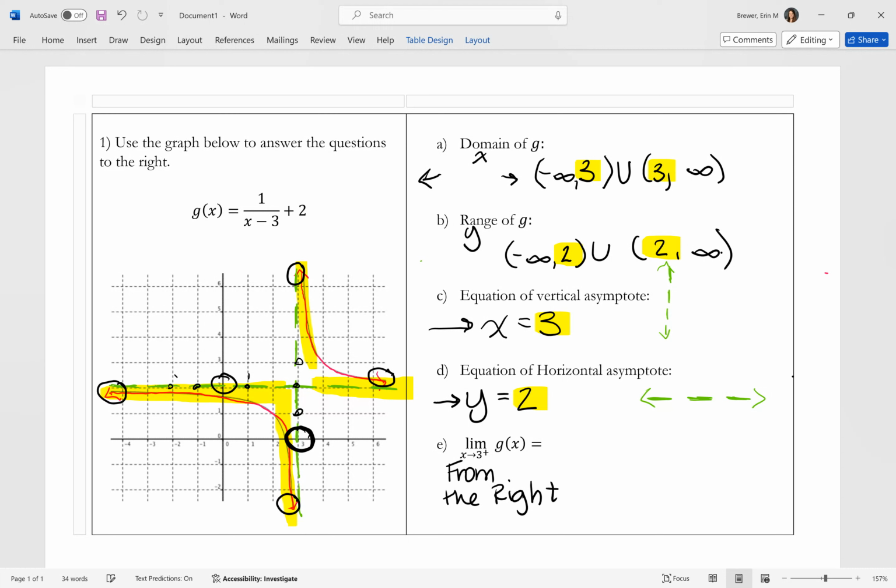So I'm going to get another color highlighter. If my eyes start on the right side of this graph and travel to that asymptote at 3, my eyes end up going up forever, saying that my function is approaching positive infinity because it is going up forever.